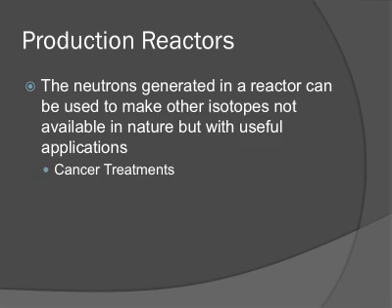Let's talk about production reactors. These are the ones we really care about. The production of energy. The neutrons generated in a reactor can be used to make other isotopes not available in nature, but with useful applications. So production reactors, honestly, this is how we get our radiation therapies for health, cancers, and so on and so forth. This is how we get our chemotherapies. We are going through a nuclear process to create these radioactive isotopes. These radioactive isotopes are then used to help people figure out what's going on in their bodies, because we can detect radiation where we can't detect just normal isotopes.